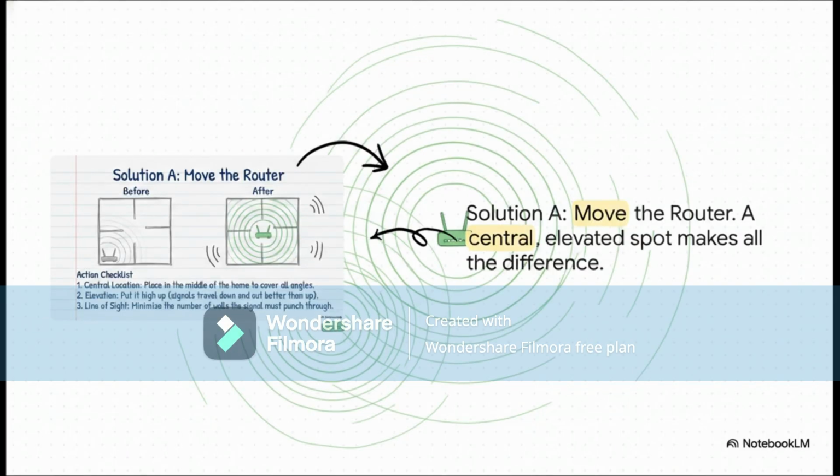Okay, solution A is by far the easiest and, honestly, often the most effective. Just move your router. I mean, just look at the difference on this slide. Going from that lonely corner to a central spot creates this huge, beautiful, even circle of coverage. For a lot of people, this one little change can solve the entire problem.